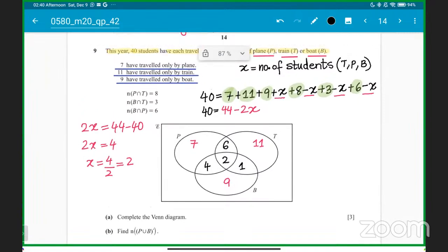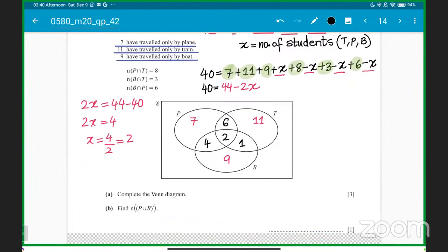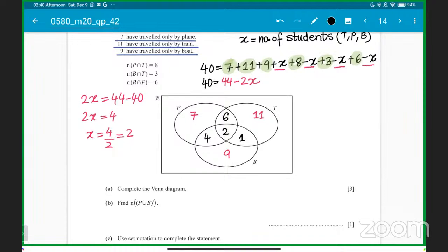Let me know if you got this. Everyone clear? 3 marks for the Venn diagram. We got it. Okay. Yes, sir. 3 marks for the Venn diagram. So complete the Venn diagram was 3 marks. And then we move forward to find the other values. Okay. So we have completed the Venn diagram for 3 marks.